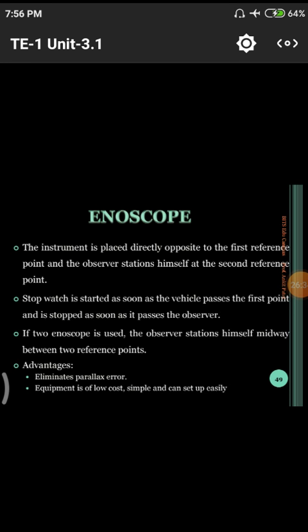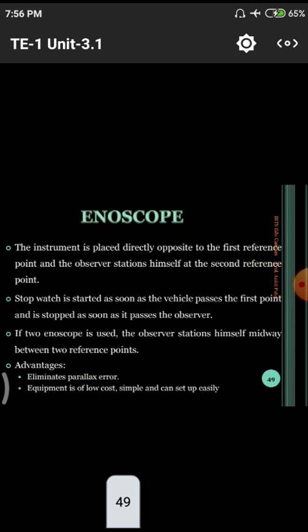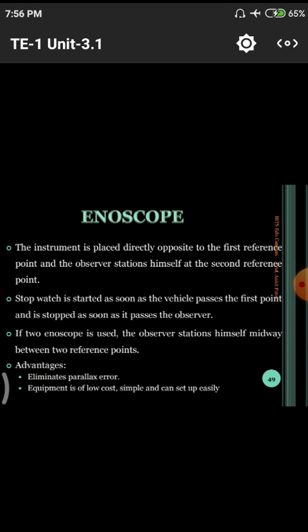What are the disadvantages and advantages of using this eno scope? Preliminarily, with manual observations, we have some amount of parallax errors and some signal delineations. That means if the person is very late to give the signal, some amount of time will be wasted, and automatically we will have some error. Likewise, in the eno scope also we have some points to consider. What are those? We need to know.